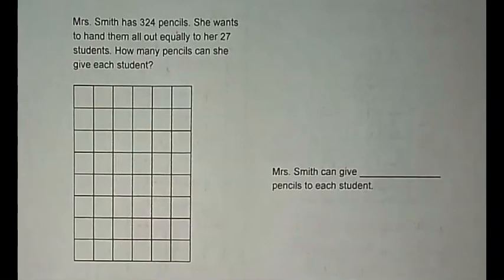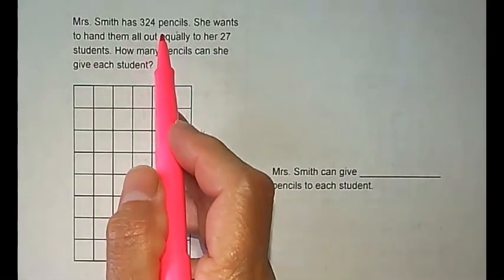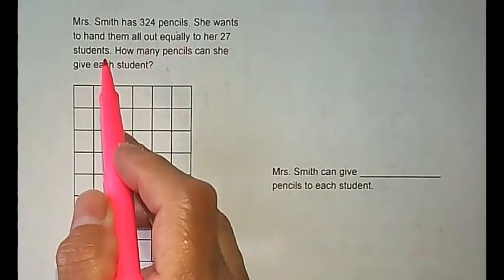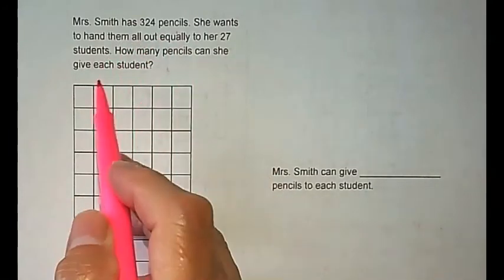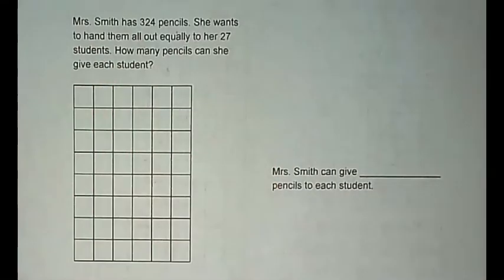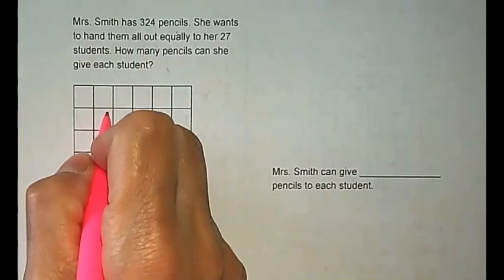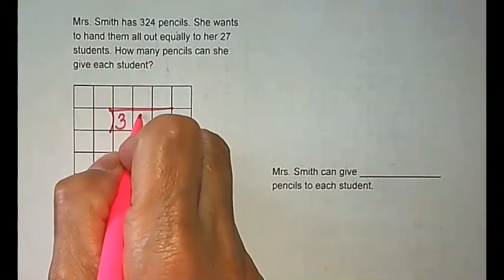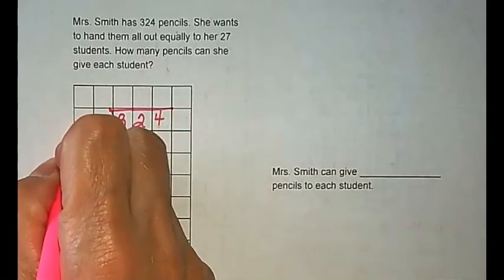Okay, here's our last problem. Mrs. Smith has 324 pencils. She wants to hand them all out equally to her 27 students. How many pencils can she give each student? So we're going to take the 324 pencils that she has, and we're going to divide those by the 27 students that she wants to give them to.